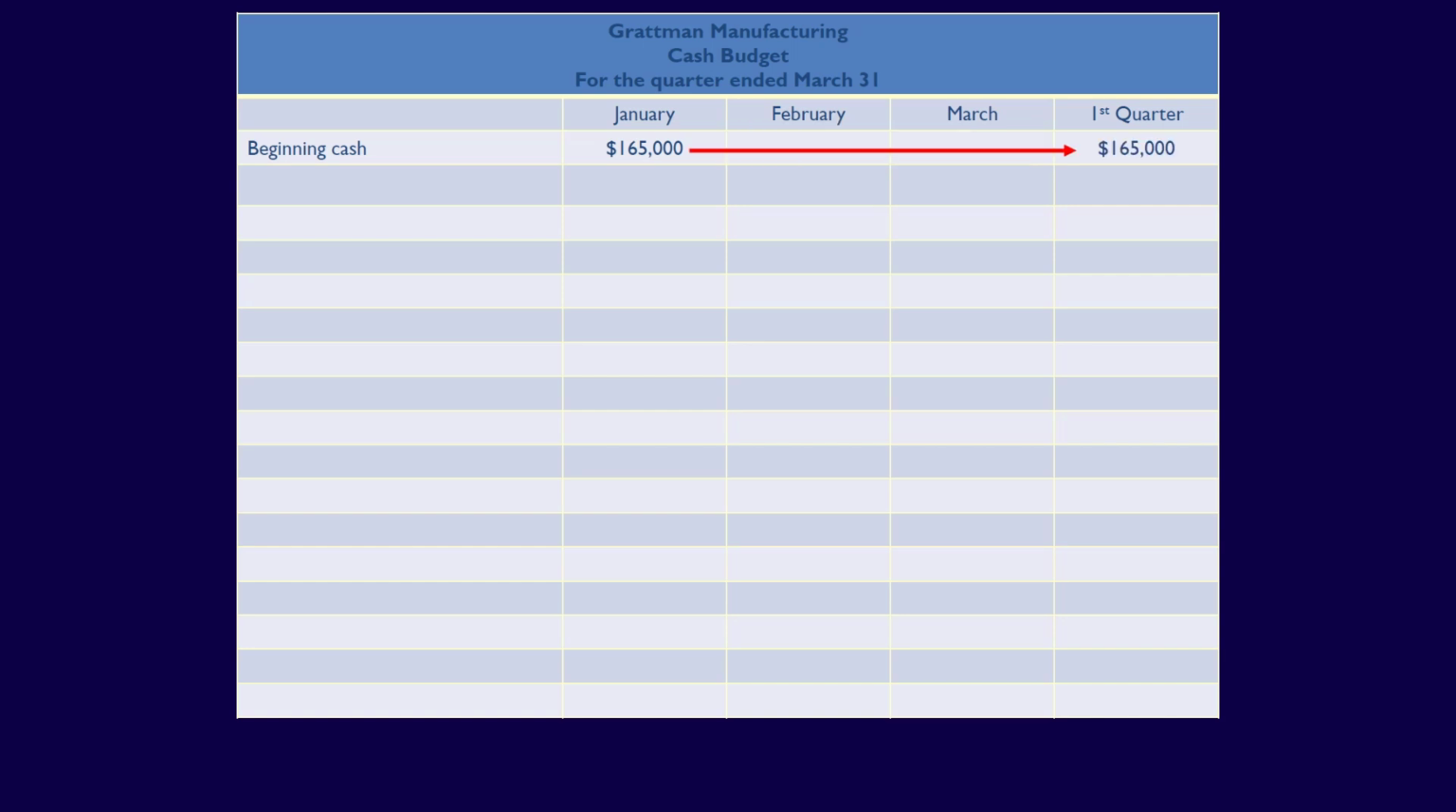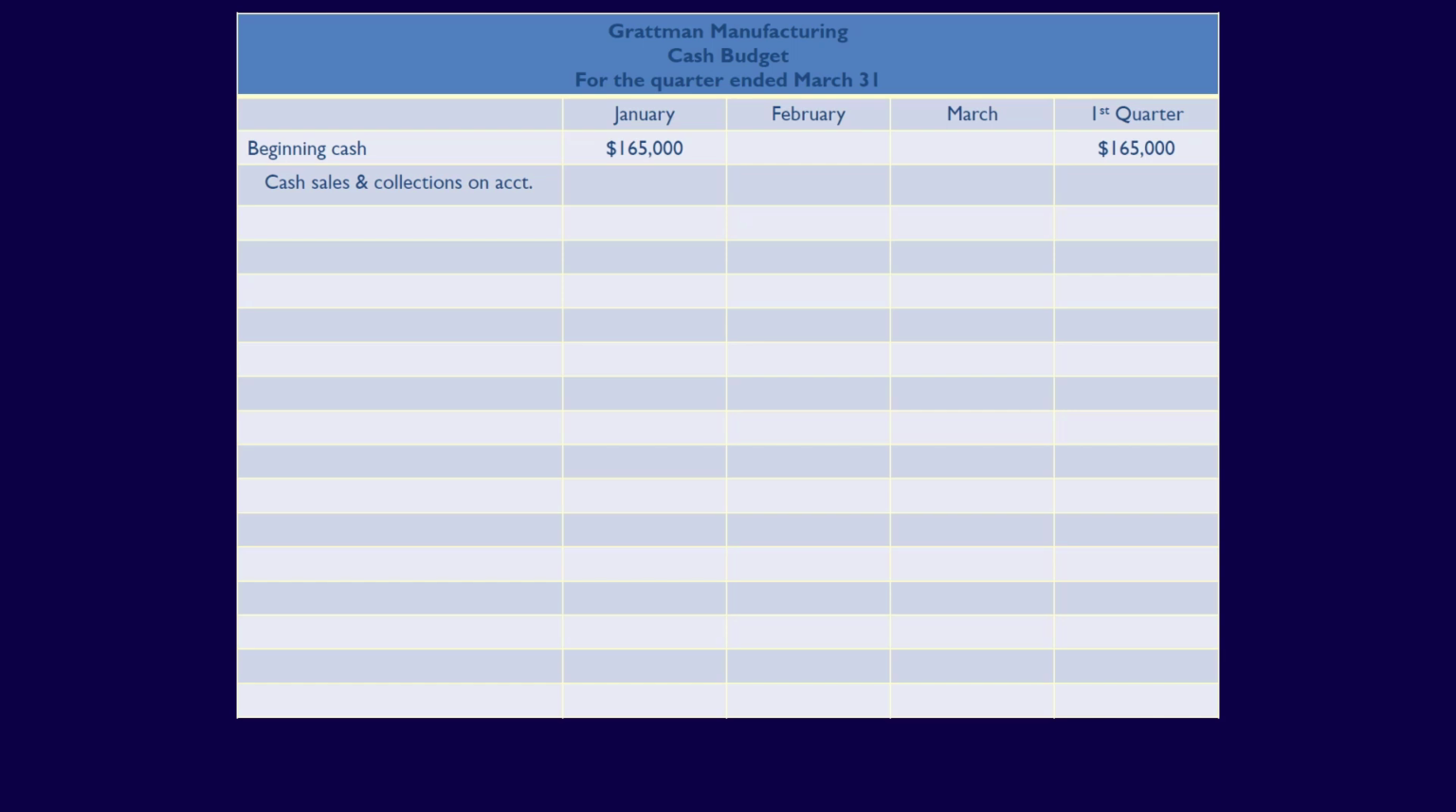However, we do know the opening cash for the first quarter, as it's identical to the beginning cash for January 1st. Why? Because the first quarter starts on January 1st, so the opening cash for the month of January is identical to the opening cash for the first quarter, so we simply transfer it over, $165,000. As in the basic structure for the cash budget, we start with cash receipts, which in this case are called cash sales and collections on account.